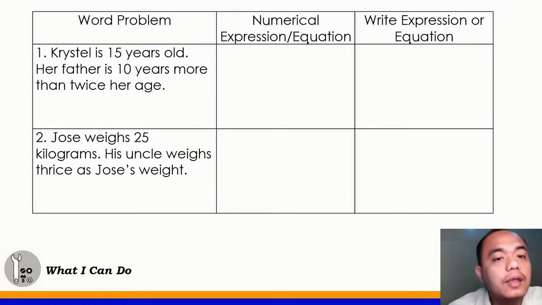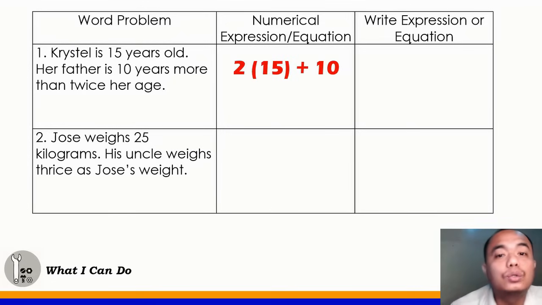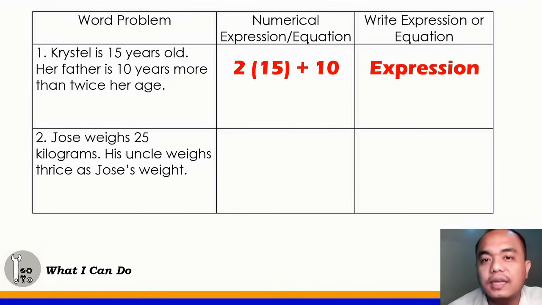15 years old, then "more than" is the word associated with addition. So that's 2 times 15 plus 10. So 15 is the age of Christelle, and her father is 10 years more than, so that's plus 10, twice her age. So when we say twice, that's 2 times the age of Christelle. So that's 2 times 15 plus 10. So 2 times 15 plus 10 is an example of, very good, expression.